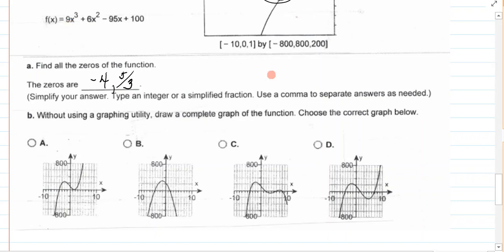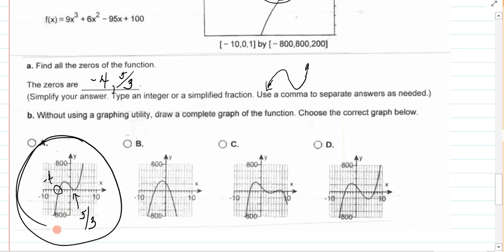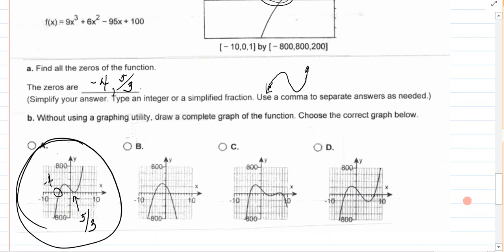Well, we had already said it's down on the left and up on the right. And third degree functions sometimes look kind of like this roller coaster. But this is the -4, and the 5/3, which is between 1 and 2, has to be a double multiplicity 2. So it looks like it's this one, that is 5/3, which is 1 and 2/3. So my choice for the graph is A. Okay, I hope that helps with that question.